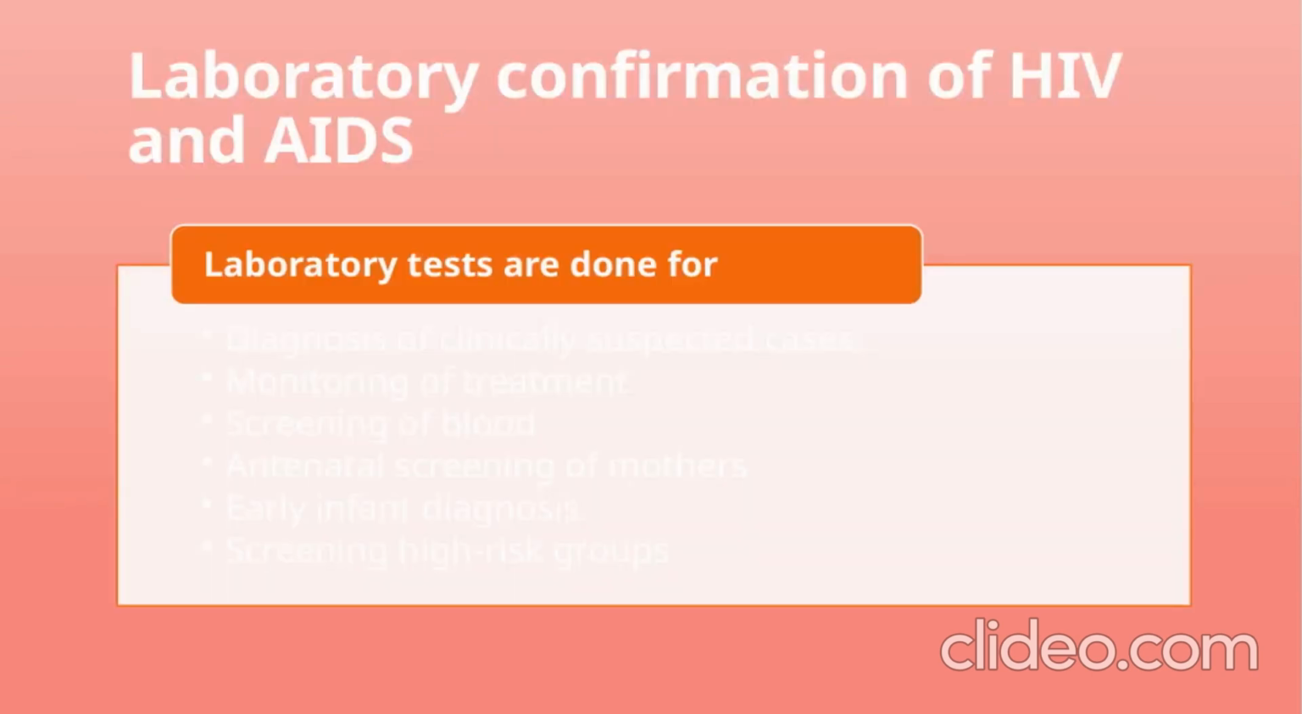Let's talk about laboratory confirmation of HIV and AIDS. When it comes to diagnosing these conditions, laboratory tests are essential because they provide concrete evidence of infection. The most common test is the HIV antibody test, which detects antibodies our body produces in response to the virus. Sometimes, it takes a few weeks after exposure for these antibodies to be detectable, so timing is important. Additionally, there are other tests like the viral load test, which measures the amount of HIV in the blood, and the CD4 count, which indicates how well the immune system is functioning.